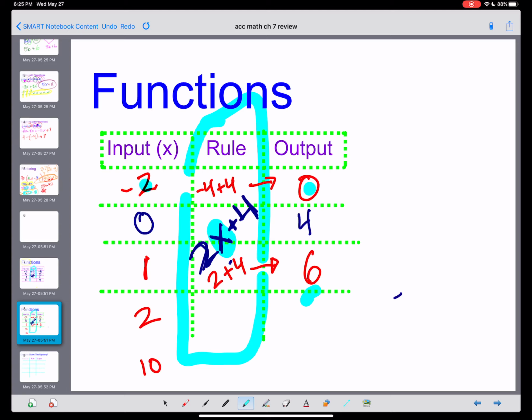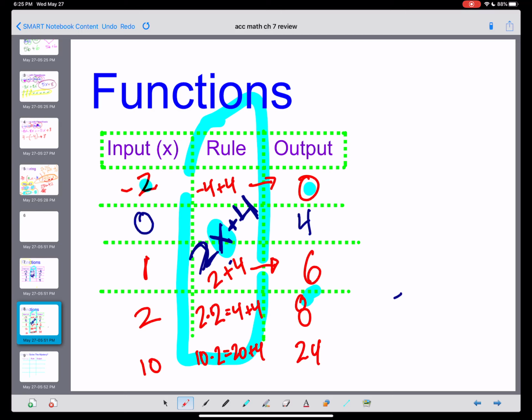Let's see what happens when my input is positive 2. So 2 times 2, we know, is equal to 4. And then plus 4 more, our output is 8. If you tried a number like 10, 10 times 2 is equal to 20. Plus 4 is equal to 24.